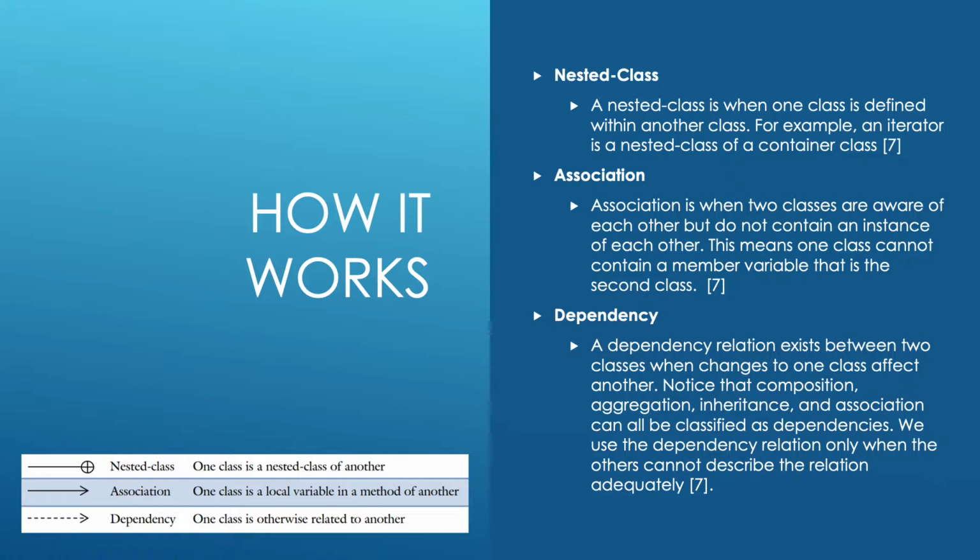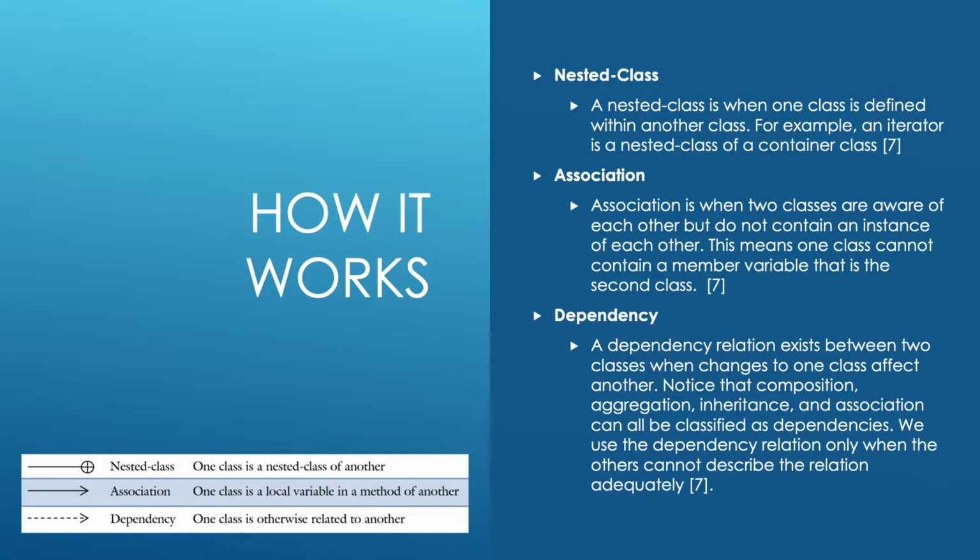Nested classes are denoted with a circle with a plus inside. This means that one class is defined and built inside the other class. This is similar to aggregation and composition. However, the other class is not used anywhere else. It is only inside that one class. Therefore, it's a nested class.